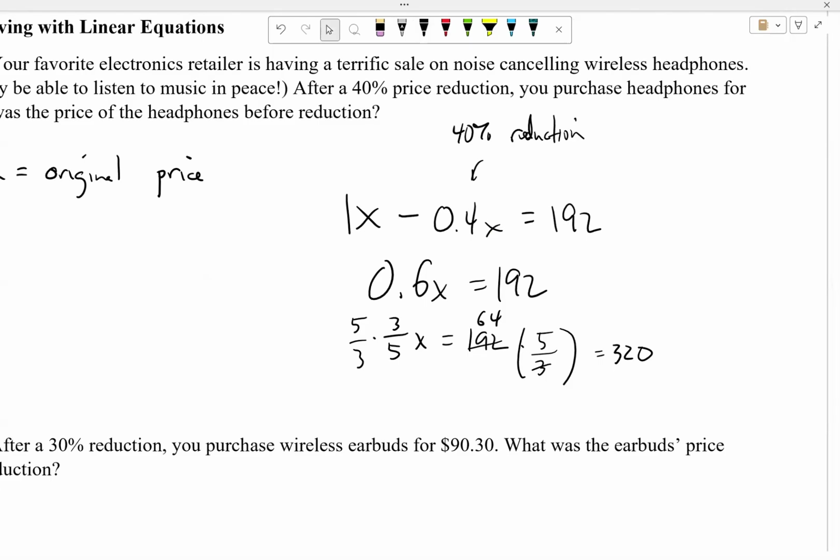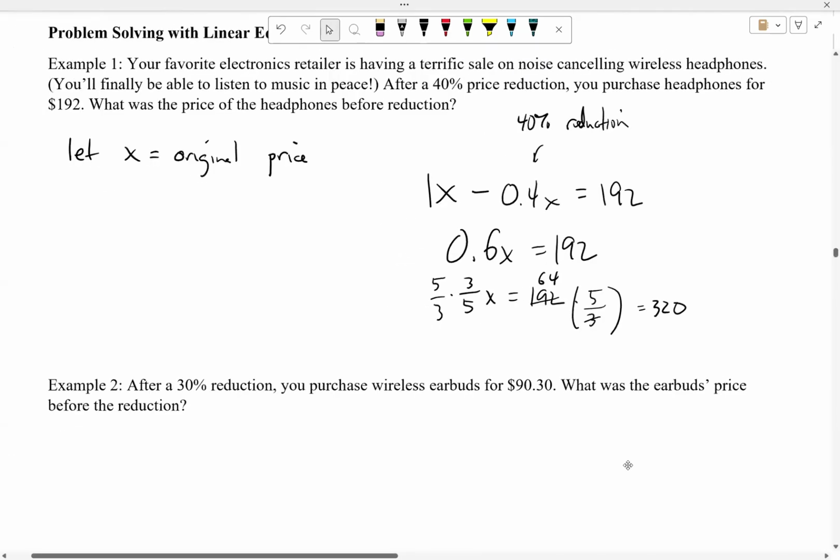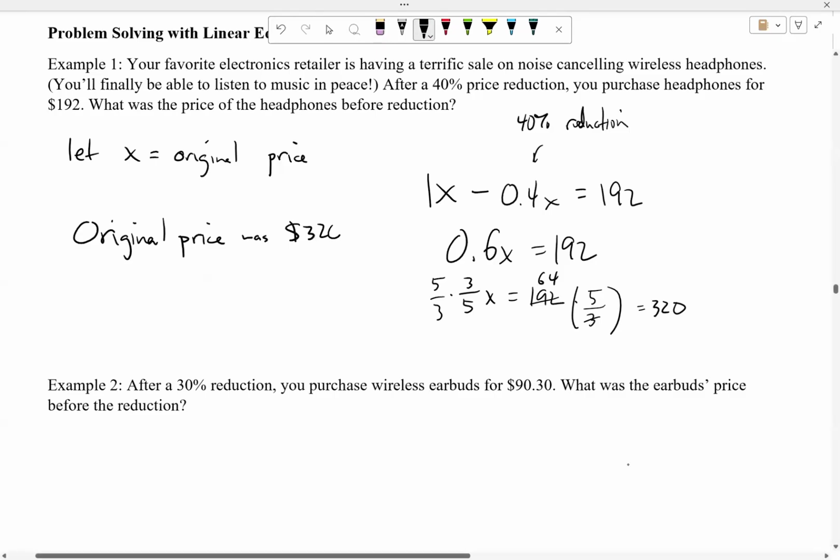Of course, it's a word problem, so you know that the answer has to be in what kind of form? Sentence form. And you could abbreviate as you like. Original price was $320. Make sure to include units. Any questions?